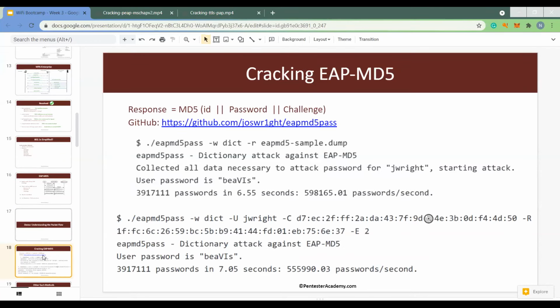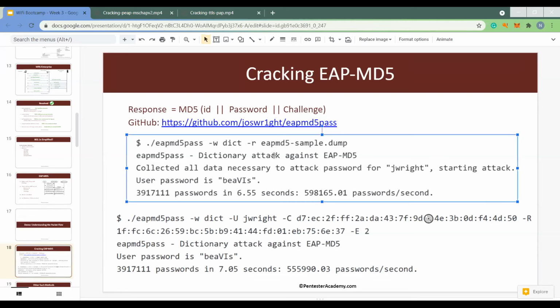Your response is the MD5 of the ID concatenated with the password concatenated with the challenge. So what you can do as an attacker, because you have access to the challenge, and you have access to the ID from the packet capture, is use something like this EAP MD5 pass tool to run a dictionary attack on the captured sample. You can provide it the dictionary file like this, or you can generate a dictionary file using Crackle or something, and then you can try to run the dictionary attack and recover the password. Right? In this example, you can see that when we ran this, not the example that we discussed, this is the example provided by the tool itself.